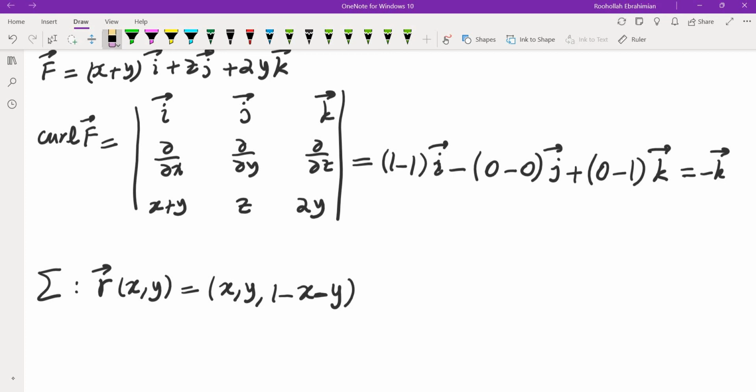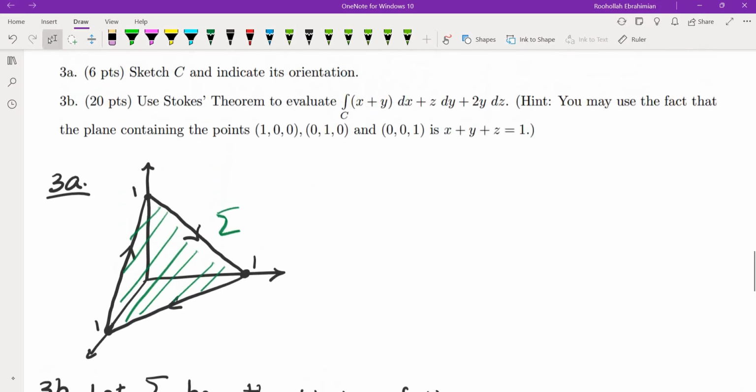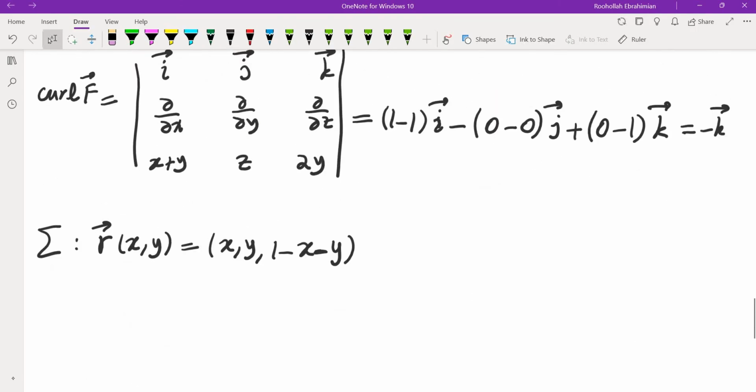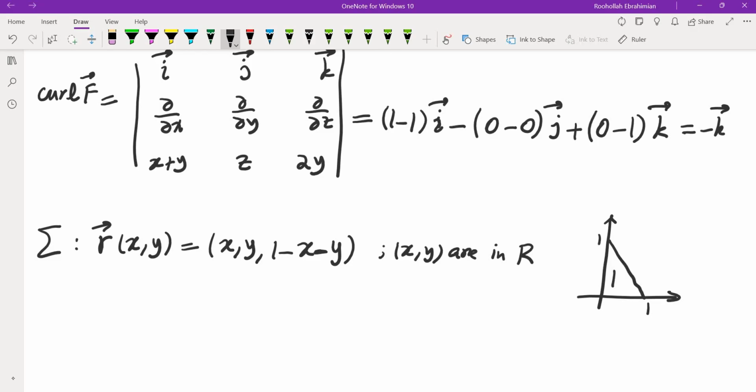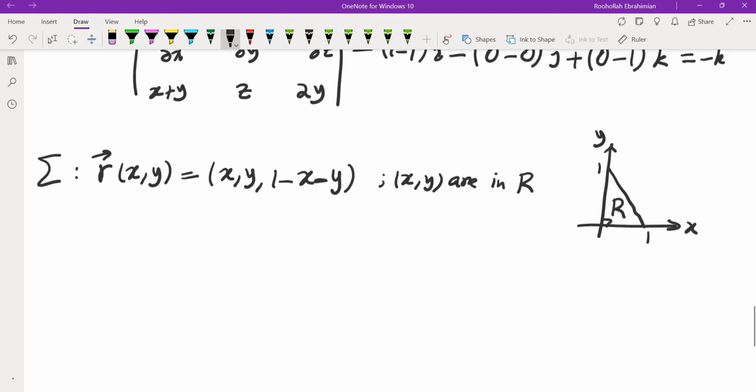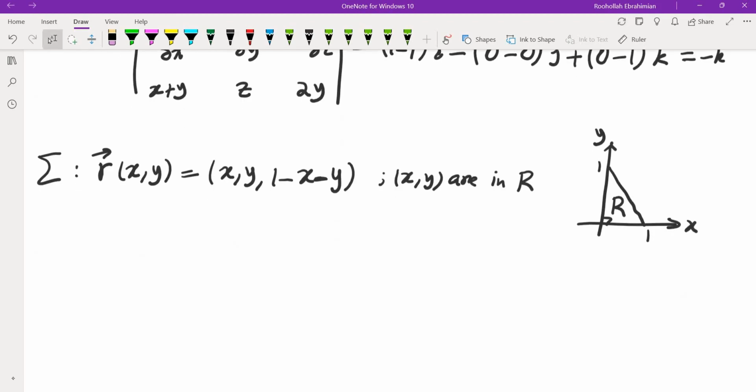And then the limits of x and y are the projection onto the xy plane. So this is the parameter region for x and y, and x, y are in R. And what is R? R is a right triangle with bases on the two axes, the x and y axis, of length 1. So that is our r of x, y.